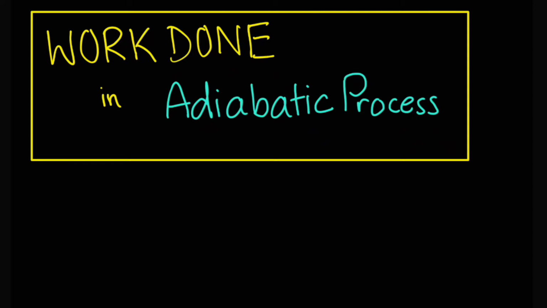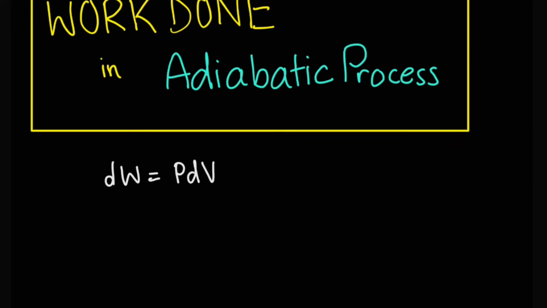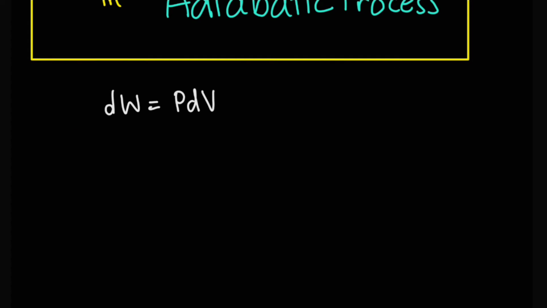We know that in a thermodynamic process, the work done dW, let us say that the work done is small, is P dV, where P is the pressure and dV is a change of volume. And so, if we want to find the total work done, we basically integrate this entire thing, P dV, across the limits V2, which is the final volume, and V1, which is the initial volume. All right.